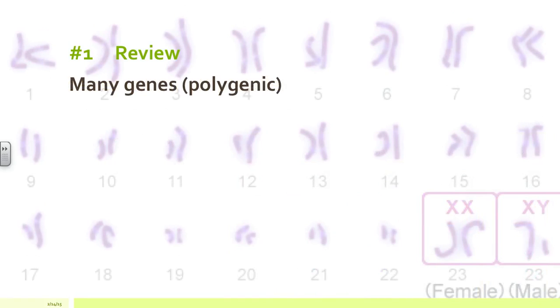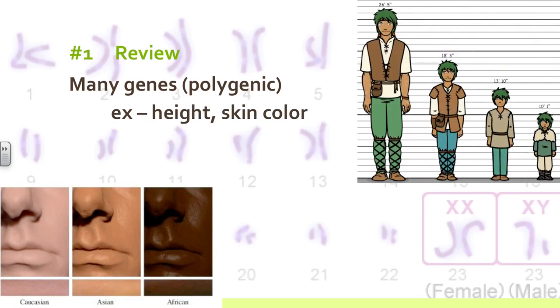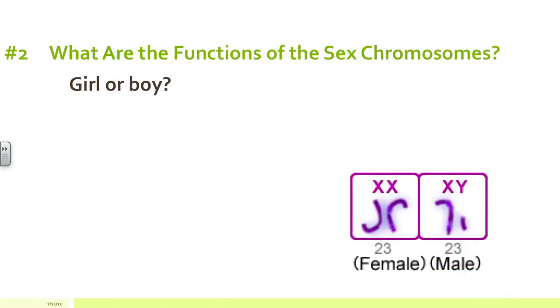And then the last type of inheritance is polygenic inheritance, many genes. For example, height in humans and skin color in humans, all controlled by many genes. So it could be the A gene, the B gene, the C gene, the D gene, the E, F, you get the idea. Plus, within that, you can either get the dominant or the recessive. But they all interact together to give you your final height and your final skin color as you grow up and become an adult. So let's get on to our second goal, which is the functions of the sex chromosomes.